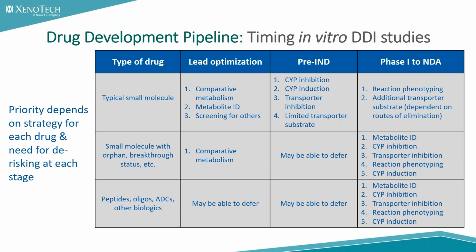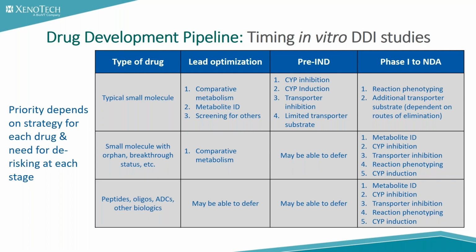The priority for strategy is going to depend on each drug and the need for de-risking at each stage, and also the drug developer's risk tolerance. So these are just three examples of three different types of drugs. We have a typical small molecule, maybe a small molecule with orphan breakthrough status, and then larger biologics, peptides, ADCs, et cetera.